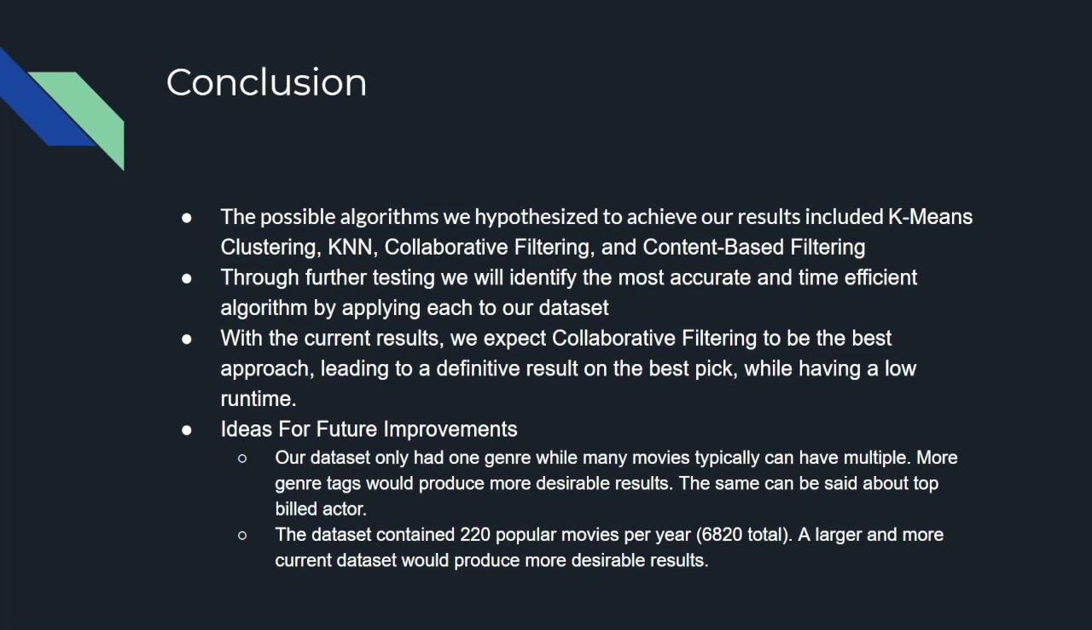Possible ideas for improvement would be multiple genres for each movie. Most movies can't properly be described by just one genre, and multiple would achieve more desirable results. This can also be applied to the star actor. Only one is shown, but many movies can have multiple actors. We could also have a larger database, as we only have 6,820 movies. Many movies aren't included and don't make the cut, and more data would achieve more accurate results.